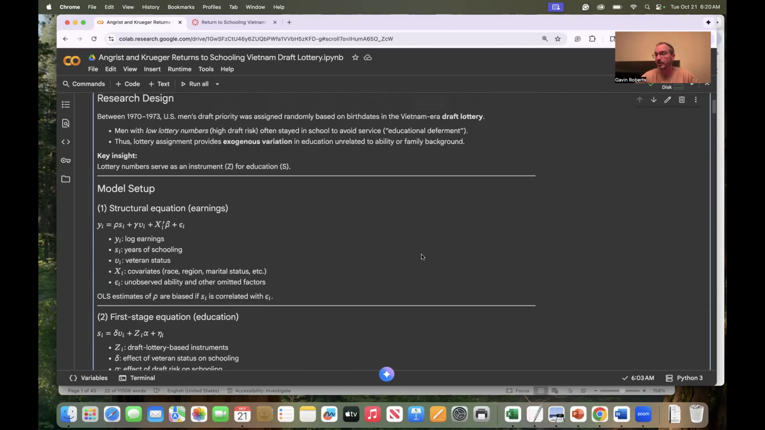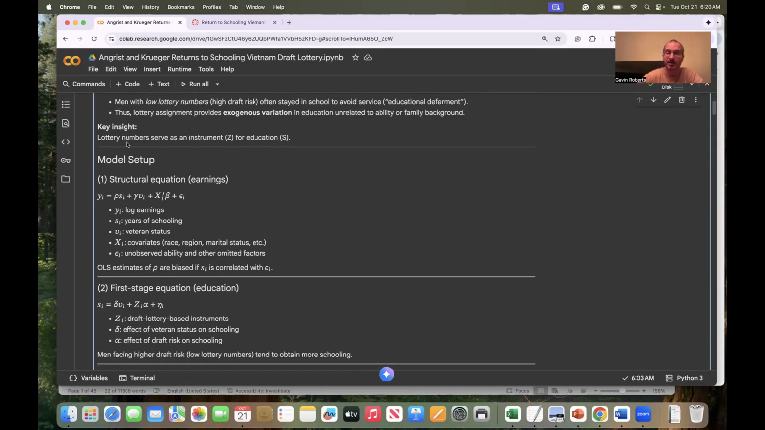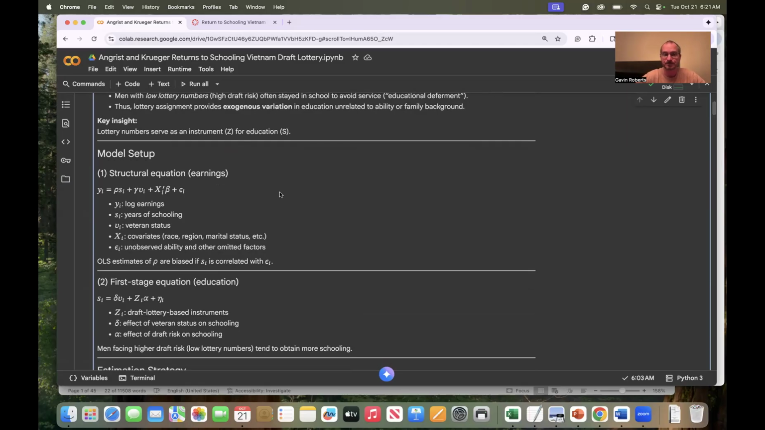So then, of course, you already know that based on that, lottery numbers can essentially be an instrument. They're relevant because we just explained that they're correlated with schooling. Low draft lottery numbers, higher likelihood of going to school. So that means they're correlated theoretically. And then also, they're exogenous because schooling and earnings probably don't impact draft lottery numbers, because they are random by design.